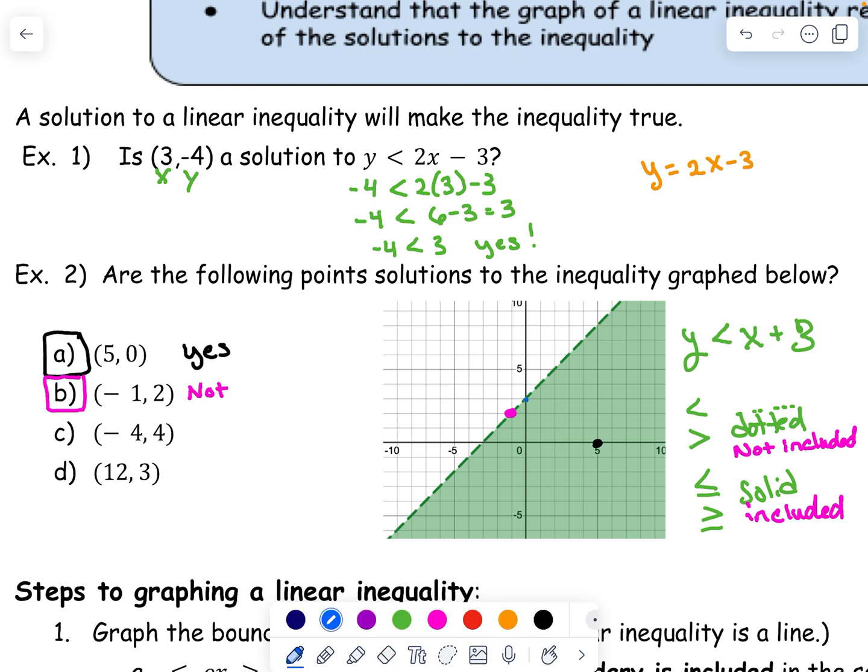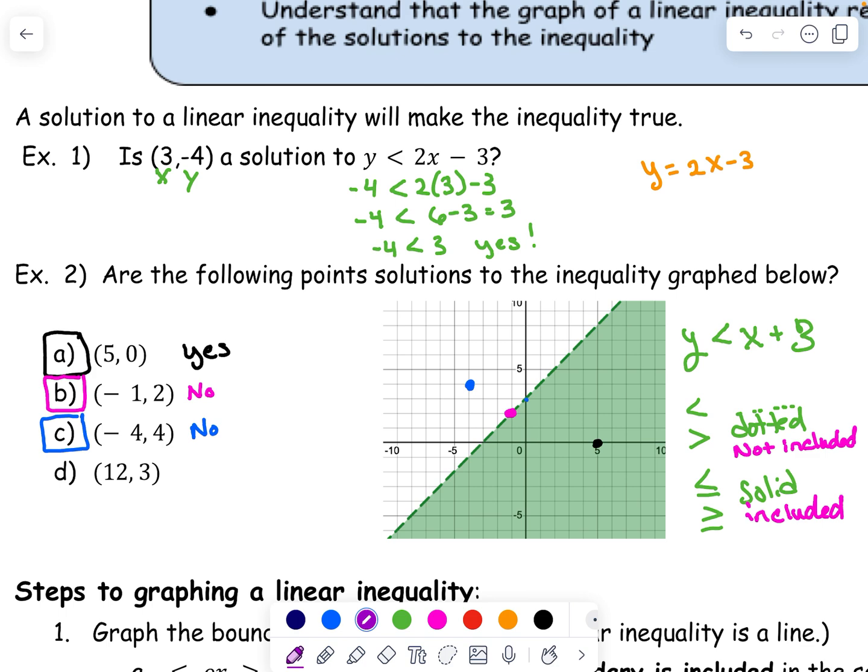Okay, let's look at another one. We have (-4, 4). So we're going to go to -4, 1, 2, 3, 4. Well, that's not even in the shaded region. So we know this is not a solution. Yes, it's a solution. No, it's not. And actually, we should just say no, okay?